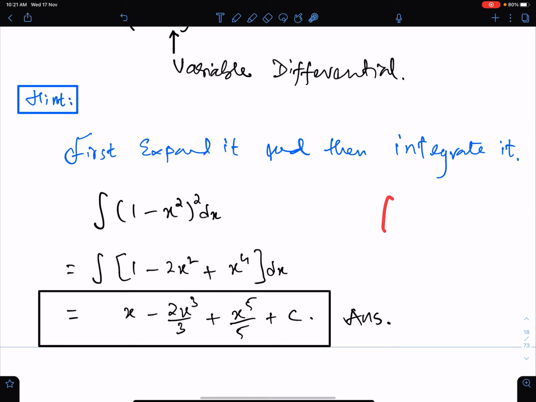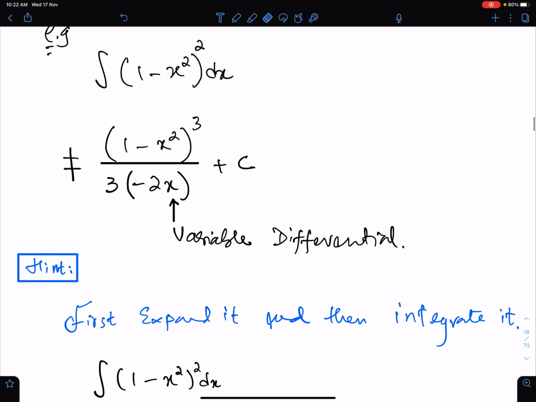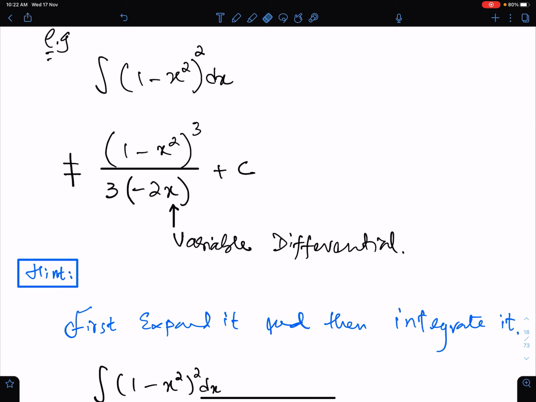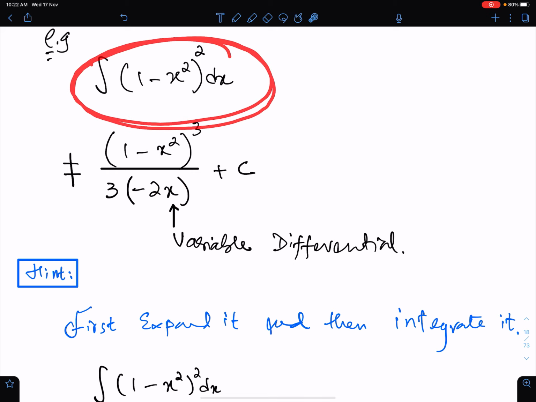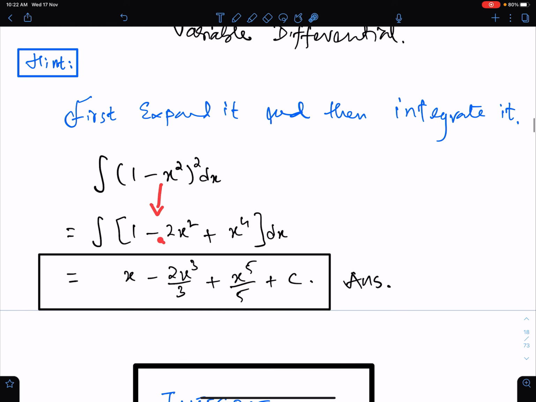This question is of P1, and you used to solve this question in this way, because when a function is non-linear, then we always get a variable differential. This function is non-linear, so the differential is minus 2x. So every time we used to solve this type of question by expanding this function first and then integrating it in P1.